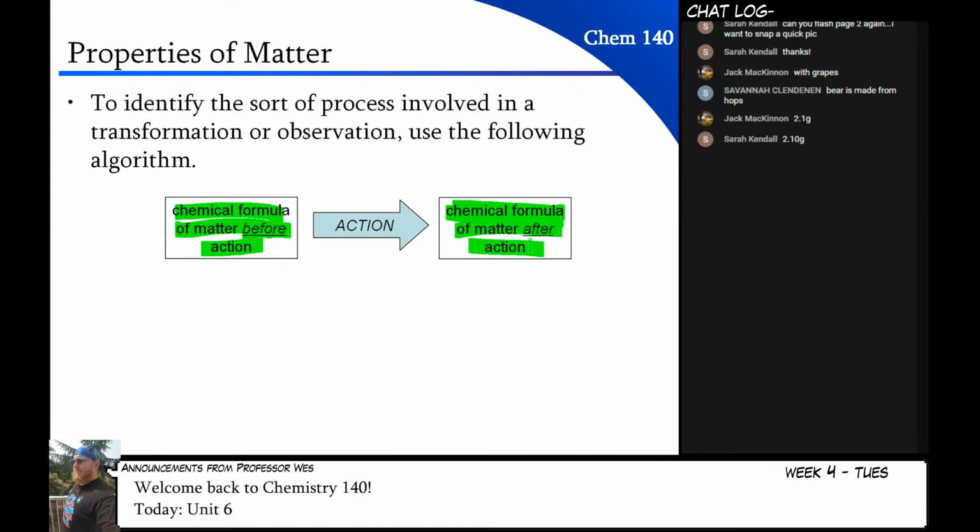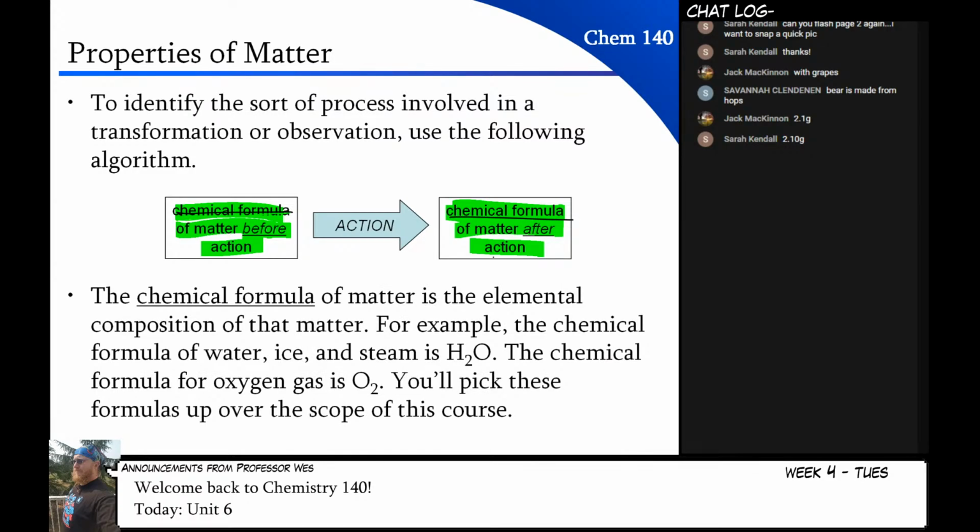But strictly speaking, what we are going to use as our defining benchmark is what is the chemical formula before and what is the chemical formula after. There's supposed to be a straight line under it, but, you know, I did the best that I can. What is the chemical formula? These are things like oxygen is O2, water is H2O, nitrogen is N2, sugar is C6H12O6, things like that. As you work with chemicals and develop more knowledge, you will just grow to know these formulas over time.